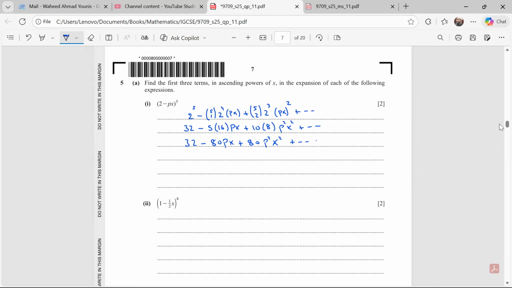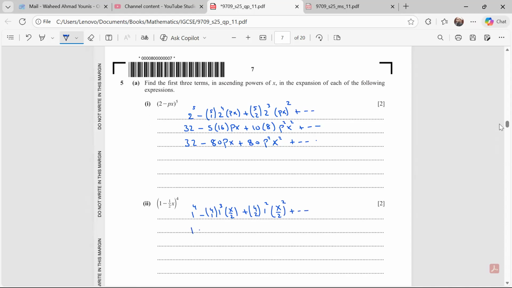Okay, now the expansion of this one again: 1 to the power 4, minus 4 combination 1, 1 to the power 3, and then x by 2 to the power 1. And the next term is plus 4 combination 2, 1 to the power 2, and x over 2 to the power 2. And more terms like this.